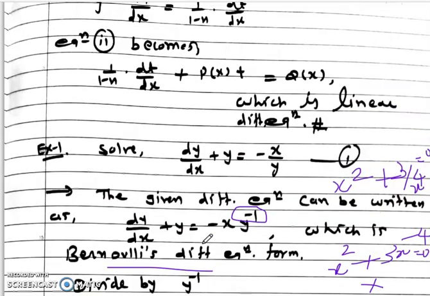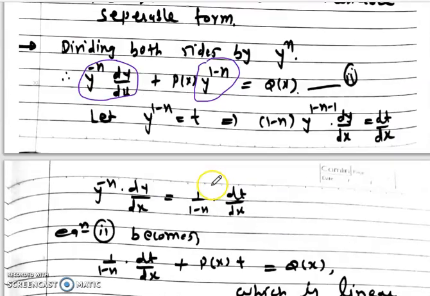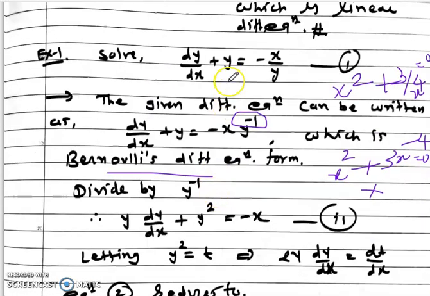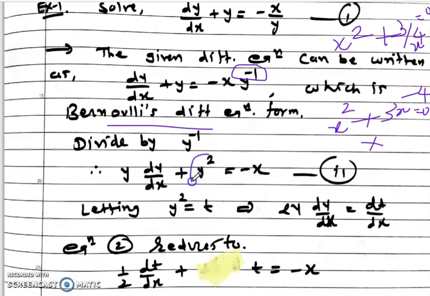Recently I have just told you what can be. Whatever it is, a multiple of x or a function of y, it is going to be a new variable. So here the function of y, that is y square, is there. In that case we are going to let it be t. So 2y dy by dx is equal to dt by dx.